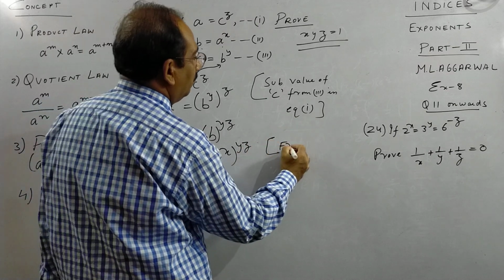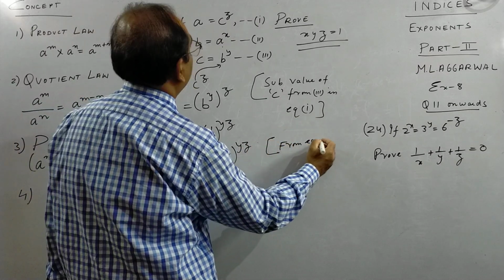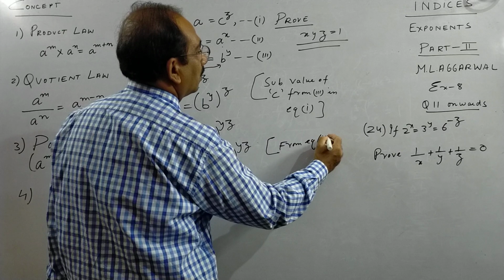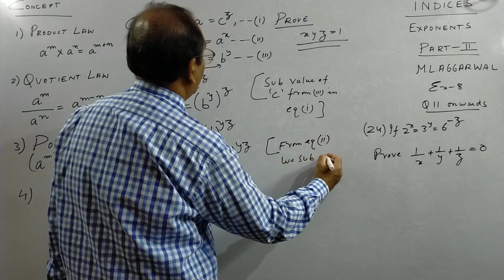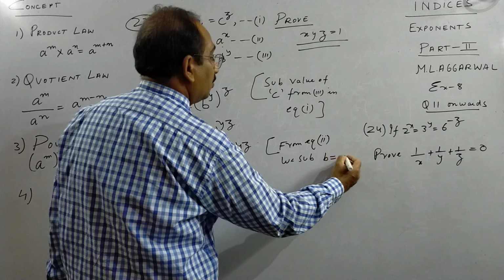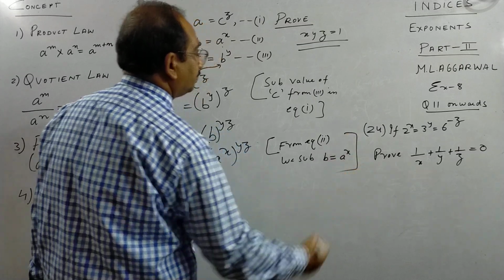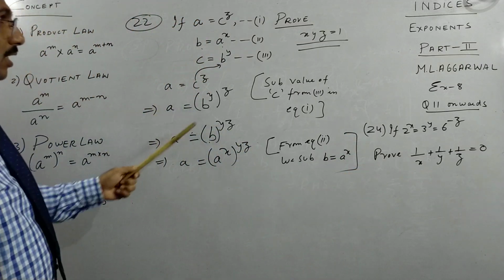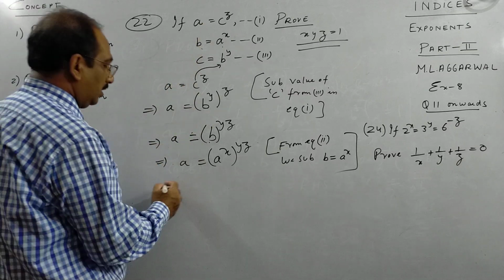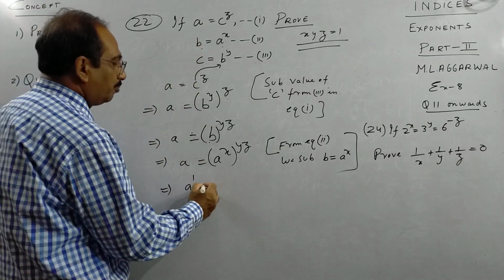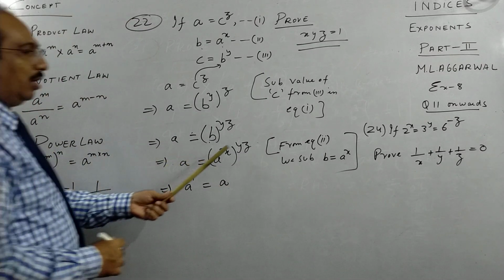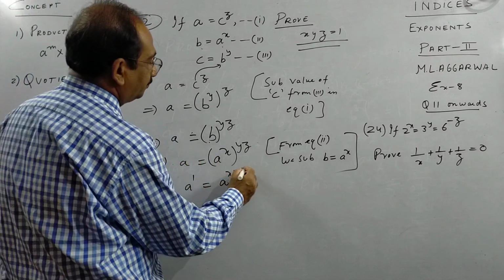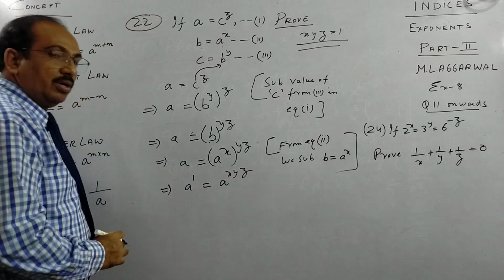So from equation 2 we substitute b equal to a to the power x. So we are working on equation 1 only. Now you see, this is nothing but a to the power 1, and by power law, you know, power's power is multiplied. So it becomes a to the power xyz.